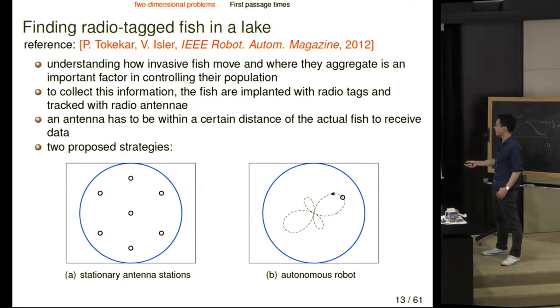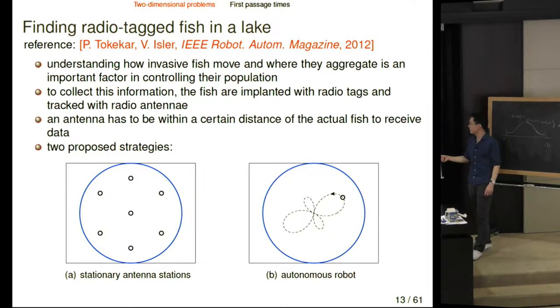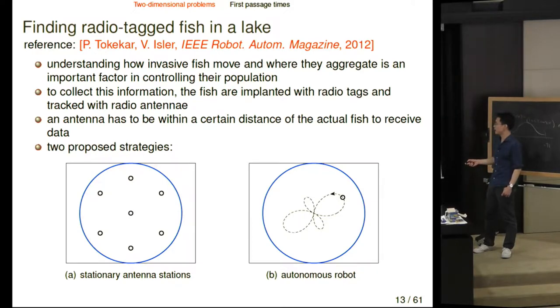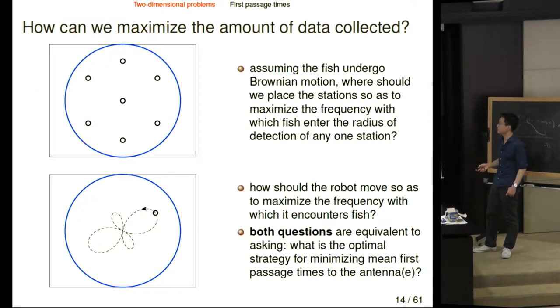The other strategy is this. They put a little antenna detector on an autonomous robot, and that robot does a kind of blind search for fish. So it does some kind of motion around the lake. And this is actually the one that they went with. Why? Because the other ended up being too expensive, right? And so they actually went with this strategy here.